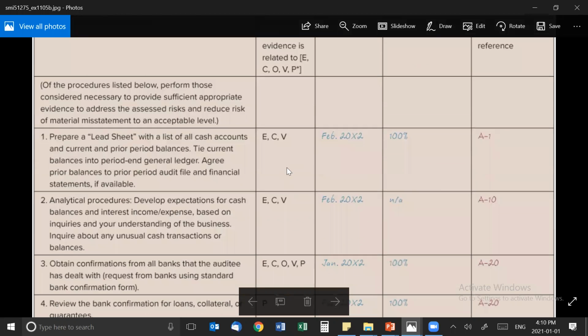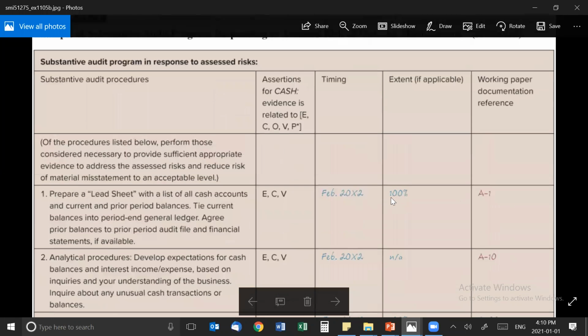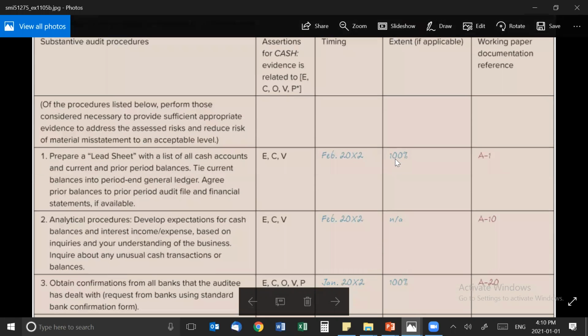Okay. So we're going to prepare a lead sheet with a list of all cash accounts, current and prior year balances, tie it to the general ledger. Okay. So these are the assertions that they fit with. That's 100% is what was done. So it was 100% of all the cash accounts, like the total cash balance. And that's the documentation reference.